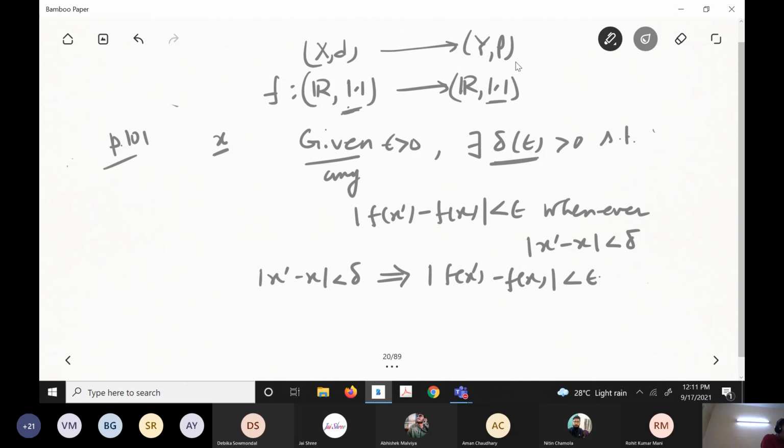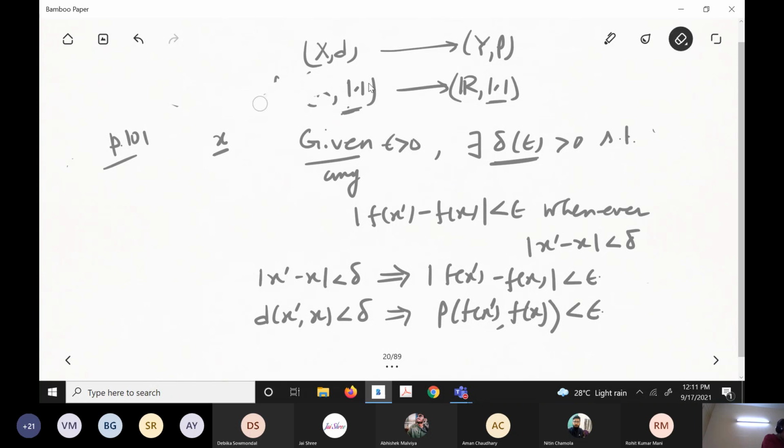So here it will look like this. In the domain, d(x', x) less than delta implies that the distance in Y, that means rho(f(x'), f(x)), is less than epsilon. That you should have.